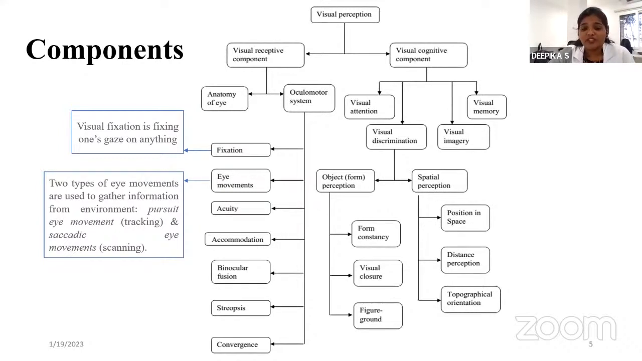In object perception, form consistency, visual closure, and figure ground play a major role. And in spatial perception, position in space, distance perception, and topographical orientation are there. The visual memory and the visual imagery are the non-motor skills.